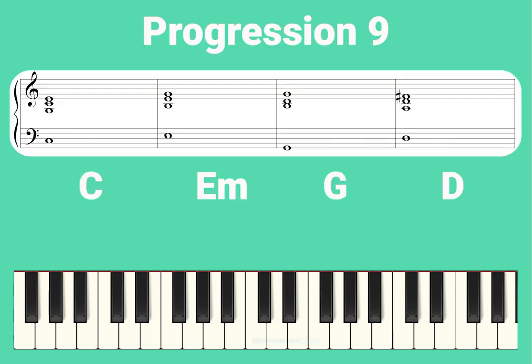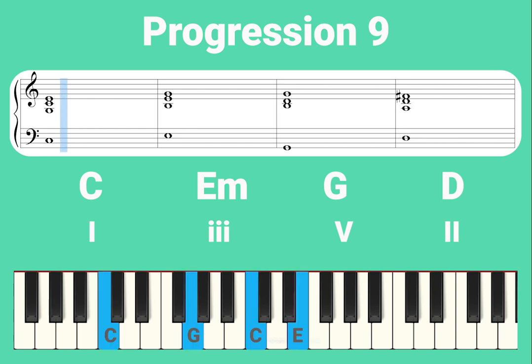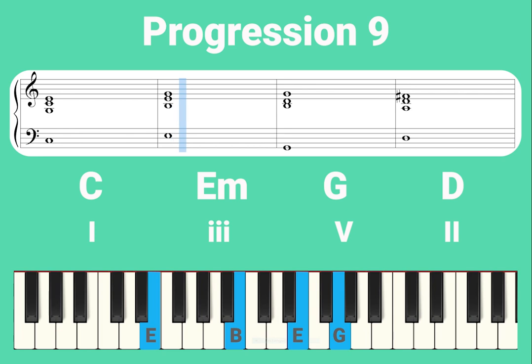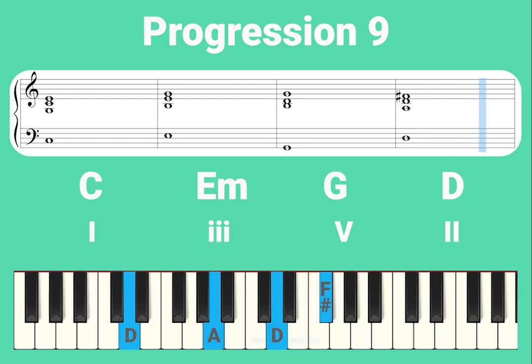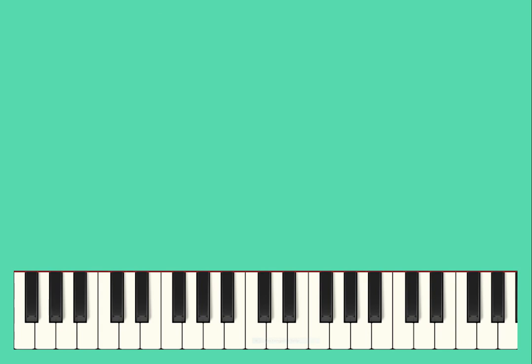Progression 9. This one is C, E minor, G, and D, or chords 1, 3, 5, and 2. Again, the D major at the end helps to give this progression an uplifting feel.